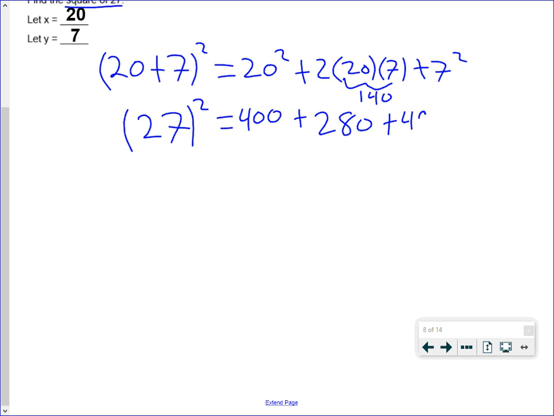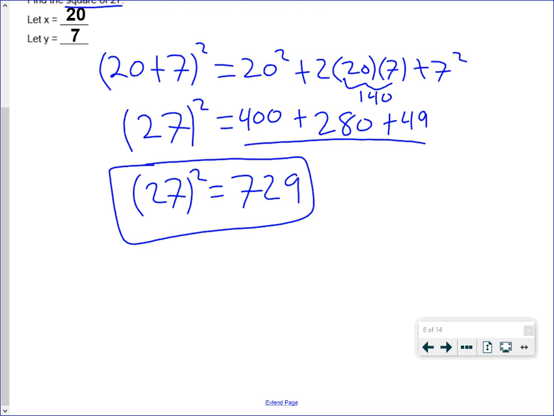7 squared is 49. And now we can kind of see why we chose the 20 and the 7. That's because finding the square of 20 and square of 7 is relatively much easier than trying to find the square of 27. So we chose those numbers to help us solve for 27 squared. Okay? So now all we have left to do is to add everything on the right side. And when we do, we get 27 squared to equal 729. 400 plus 280 plus 49 is 729. So we stop here because all we wanted to know was what is 27 squared. In this case, 27 squared is 729.